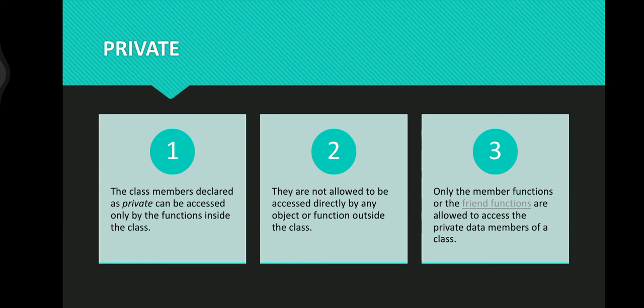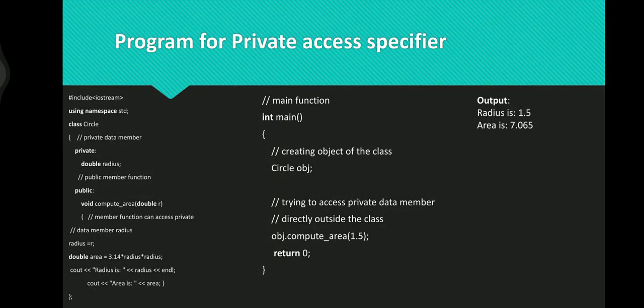By default, all the members of a class would be private, or if not declared, the default access specifier is private. So here's a program for the private access specifier. Here we take a class named circle in which radius is a private data member and compute area is a public member function with no return type, that is void.